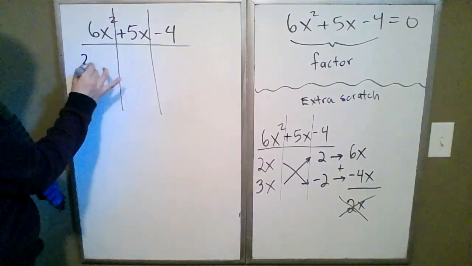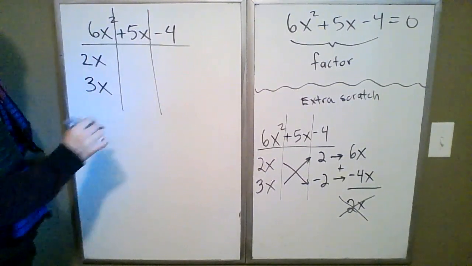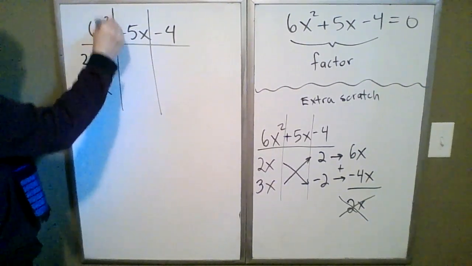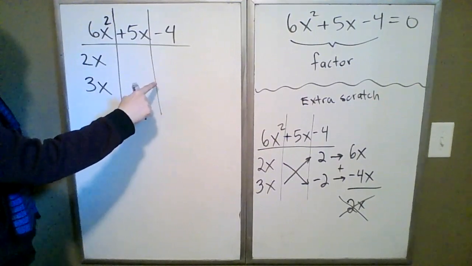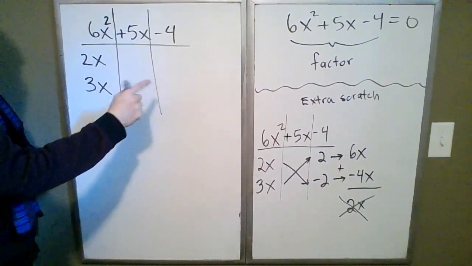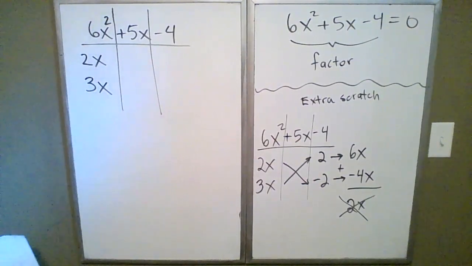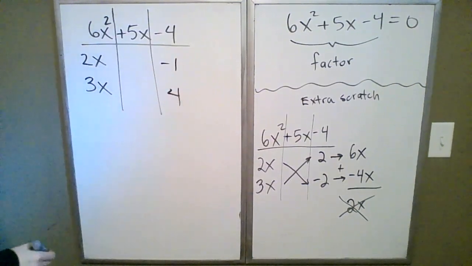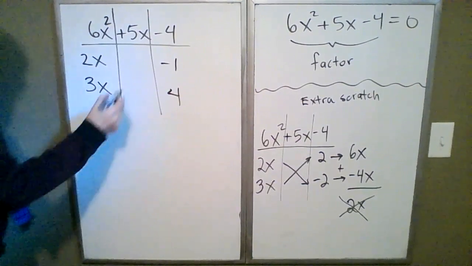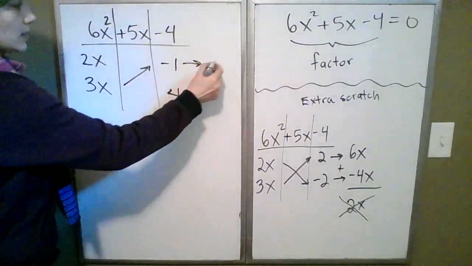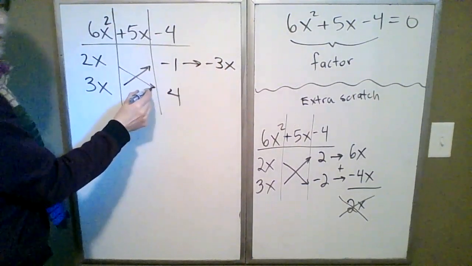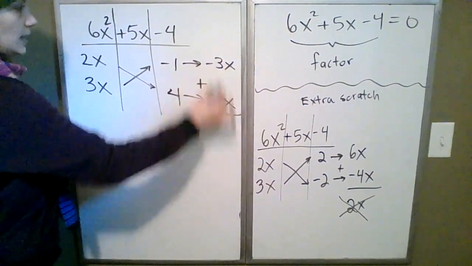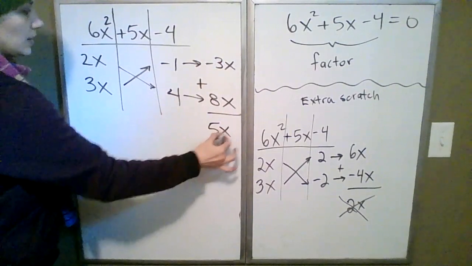We're going to stick with 2x and 3x as two numbers that multiply to 6x squared. And then on this side, two numbers that multiply to negative 4 will go with 1 and 4, where we have a -1, go with +4. That would be -3x. This multiplies to 8x. Then you add up the sides, that would be 5x, which is my middle term.